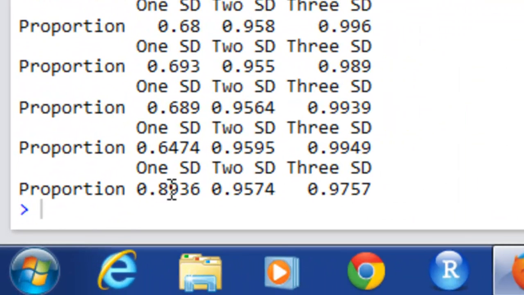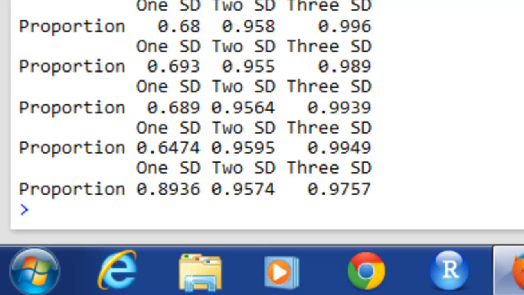Let's check on the console, and oh my goodness, almost 90% of the data is within one standard deviation of the mean. So that's a big departure from the 68% that the rule predicts. The other two predictions aren't so far off, but as far as what's within one standard deviation of the mean, well, the empirical rule, the 68-95 rule, has been made to look pretty foolish.